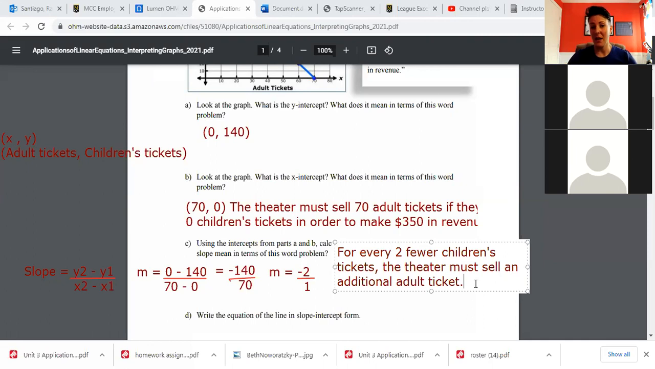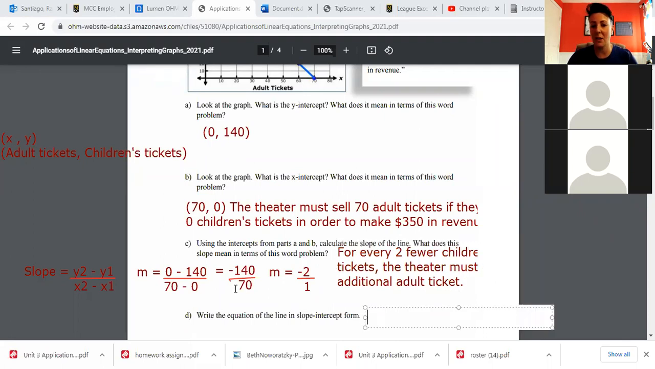The really great thing about all of this that we just constructed is that for part D, all I have to do now is write the equation in slope-intercept form. We have a slope, we have a y-intercept. We have all the information we need to simply write the equation. So I'm going to go ahead and take my tool here, and I'm just going to write out the equation.